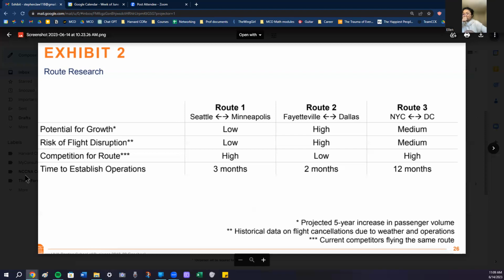So finally bringing this all together, the quickest payback period, the most attractive route for our client to implement, is the third route due to its fastest payback period of 7 months, as well as its medium potential for growth. However, the time to establish operations is 12 months for the third route. So it would actually be added on top.